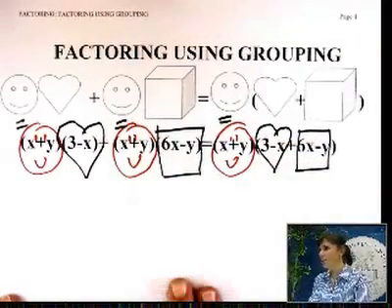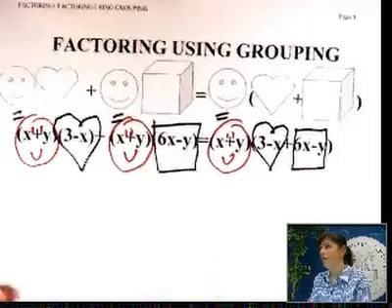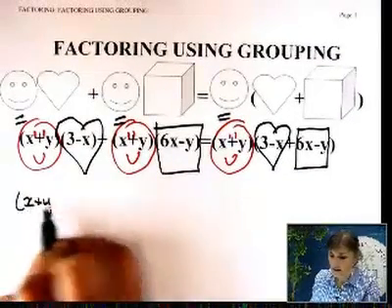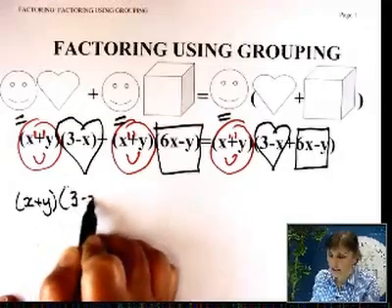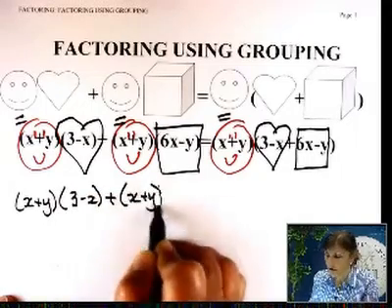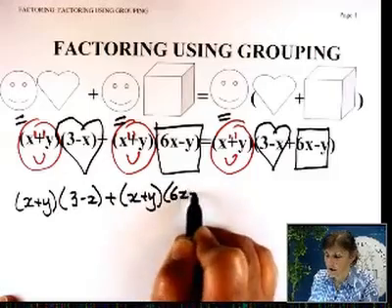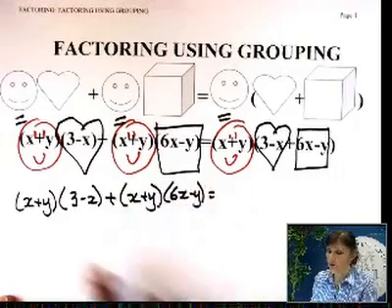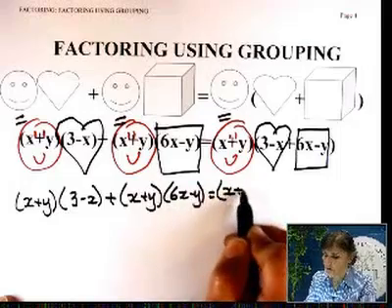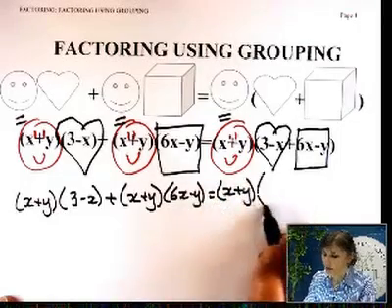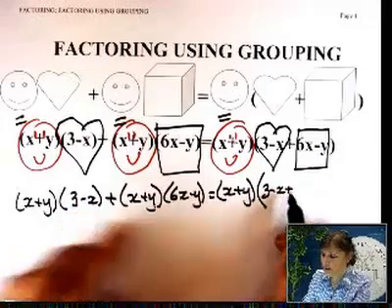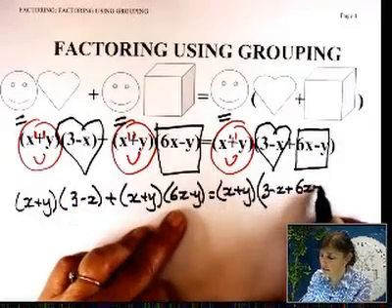So let's do it without all the hearts and the cubes. You have x plus y times 3 minus x, plus x plus y times 6x minus y, and that is going to be, move the smiley faces out, x plus y. What do I have left? 3 minus x plus 6x minus y.